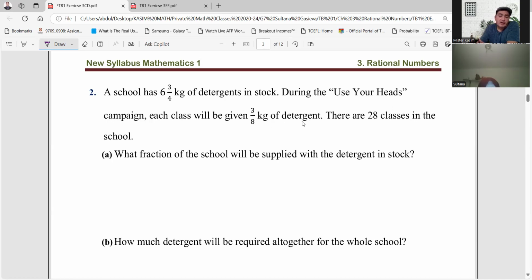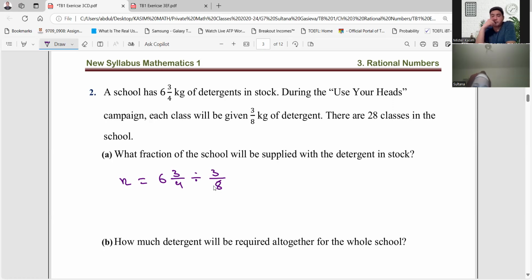How do you find how many classes receive detergent? Suppose that it is n classes. So to find the number n, altogether we have this much detergent, and we should divide it by what each class is getting, which is this much.